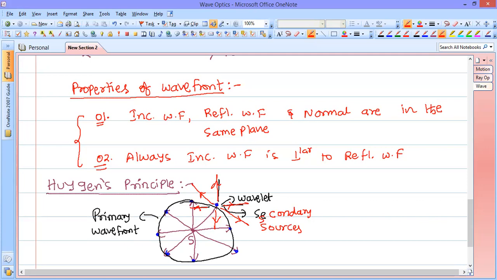So, again, the locus of the points at which light rays have the same amplitude can be called a secondary wavefront. Understood? Or shall I repeat? Because the primary wavefront, wavelet, and secondary sources play an important role, even in interference also.